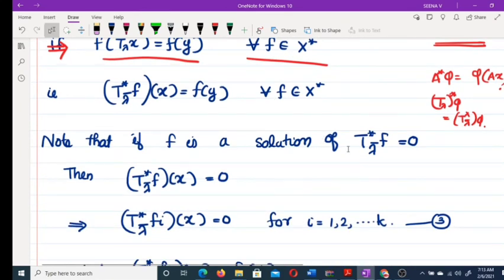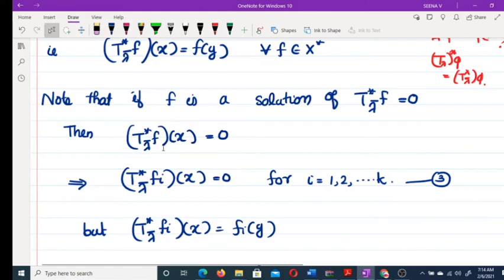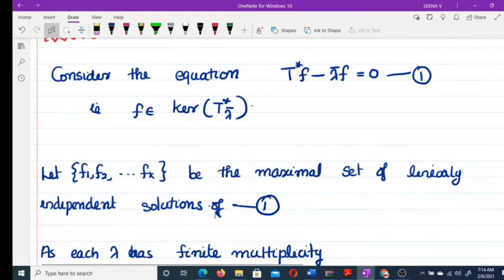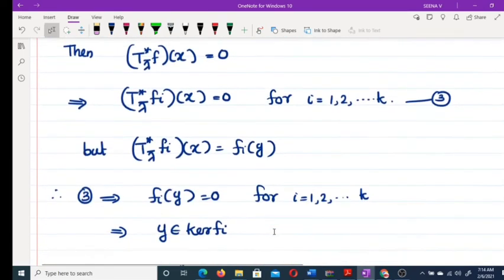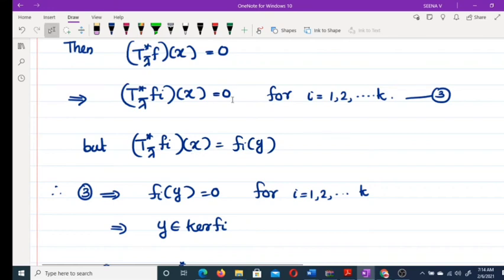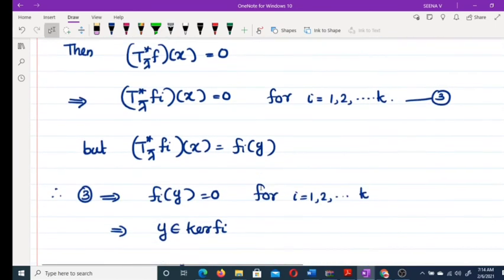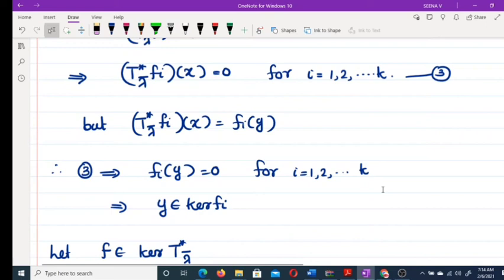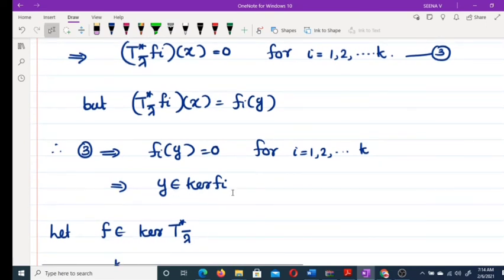Note that f is a solution of (T* − λ̄) f. That means if we get (T* − λ̄) f = 0, then (T* − λ̄) f of x equals 0, and each f_i are linearly independent solutions of this one. That means we get (T* − λ̄) f_i of x equal to 0 for i equal to 1 to k. But (T* − λ̄) f_i of x, by definition, is f_i of y. So f_i of y equals 0 for i equal to 1 to k. That means y belongs to kernel f_i.